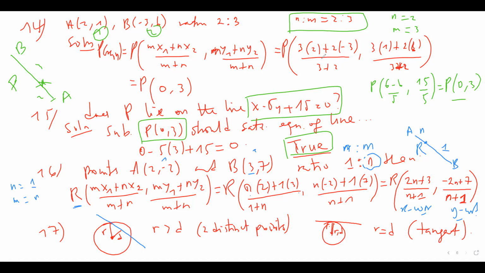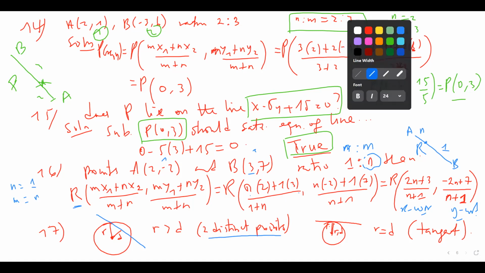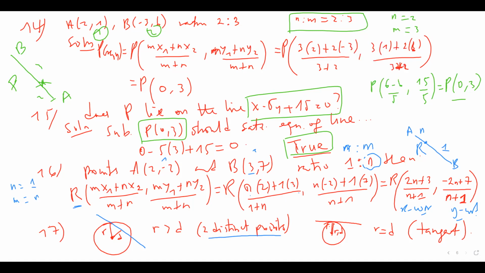Question 17 spoke about if you have a circle and you have a line that goes through it, then the radius of the circle is greater than the distance from the center to the line, which touches the line at 90 degrees. And we said this is true. If this is true, then it means the line touches the circle at 2 distinct points. However, if it touches at only 1 point, then this means that the radius is equal to the distance the line makes from the center. And this means we have a tangent.